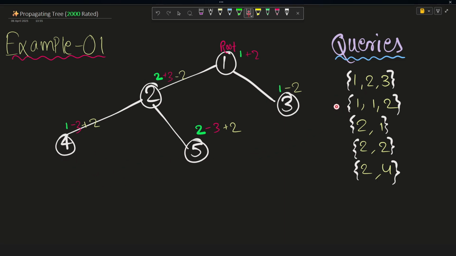And in this way our second query will also be done. The first two queries of type 1 are done. Let us now move to the third, fourth and fifth queries.